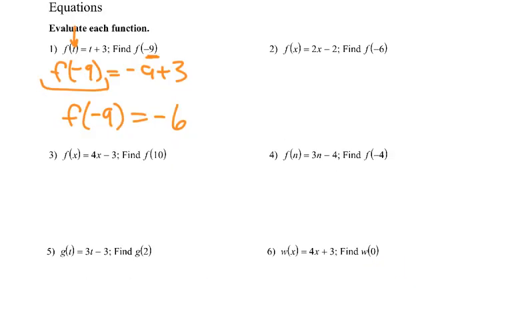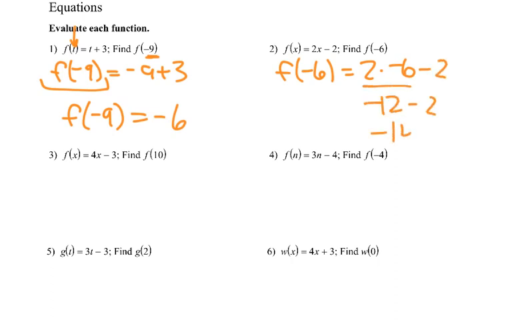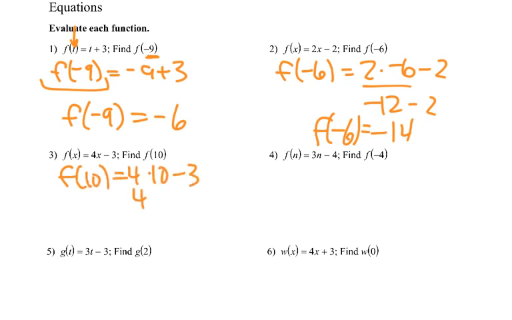So for 2, we've got f of negative 6 equals 2 times negative 6 minus 2. 2 times negative 6 is negative 12, minus 2 is negative 14. So f of negative 6 equals negative 14. For 3, f of 10 equals 4 times 10 minus 3. 4 times 10 is 40, minus 3 is 37. F of 10 equals 37.